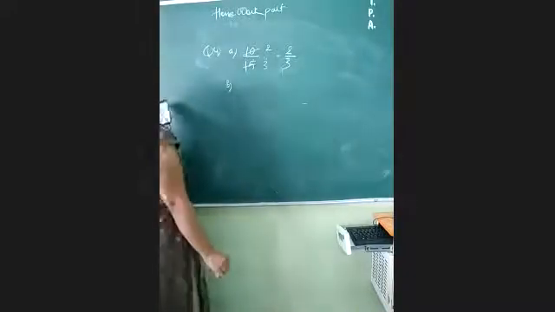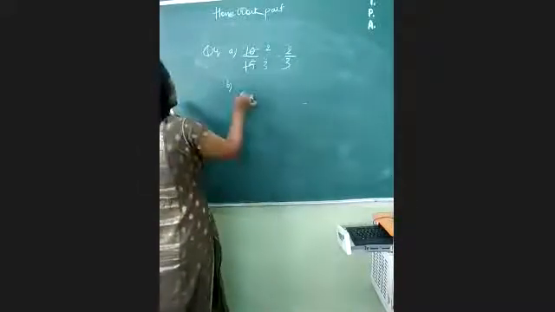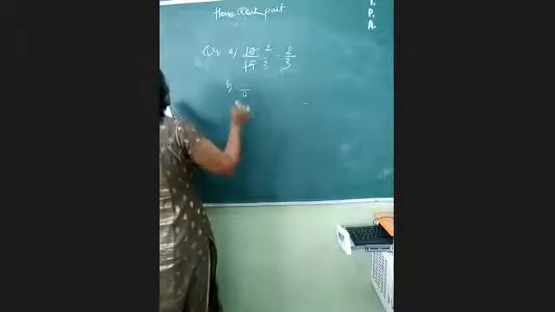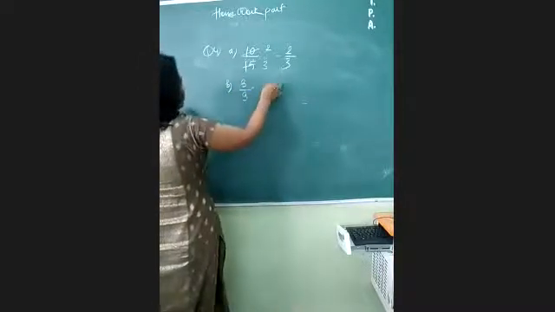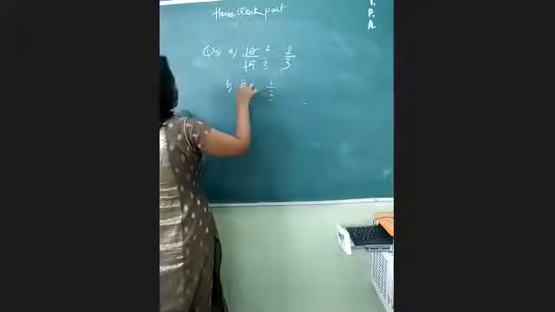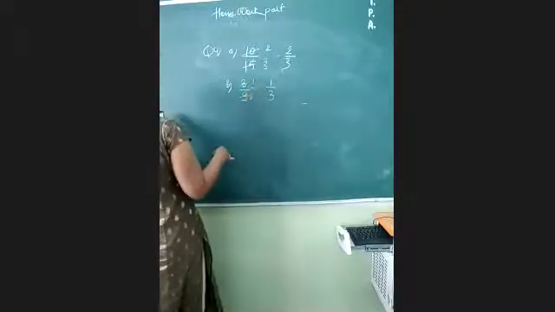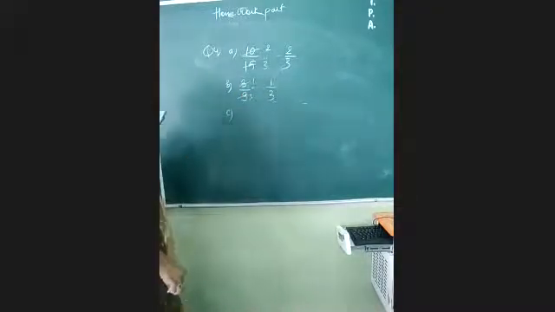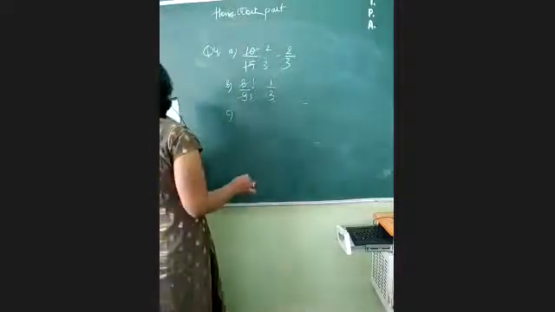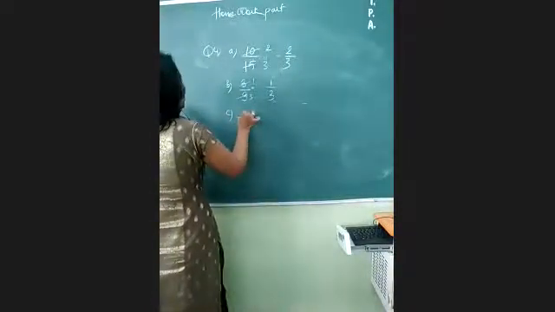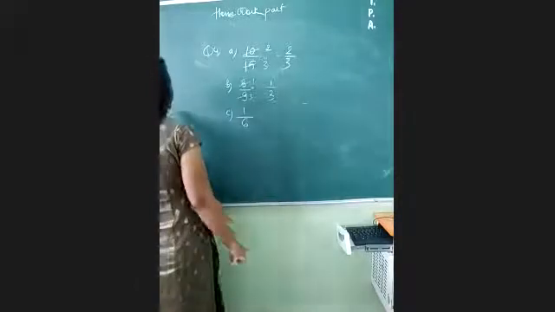Here we have total 9 circles, and out of 9 circles, 3 are unshaded, so 3 by 9. When you solve 3 by 9, 3 ones are 3, 3 threes are 9. It will give you 1 by 3. Now moving on to the next one. Total parts are 1, 2, 3, 4, 5, 6. 6 parts are there. Out of 6 parts, 1 part is unshaded. So the answer would be 1 by 6. Okay? I hope this question is clear to you.